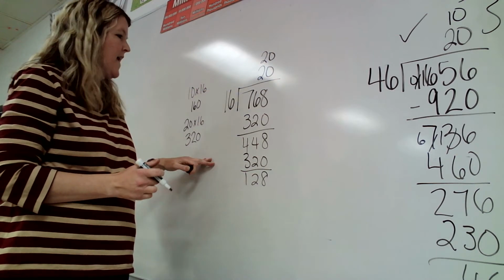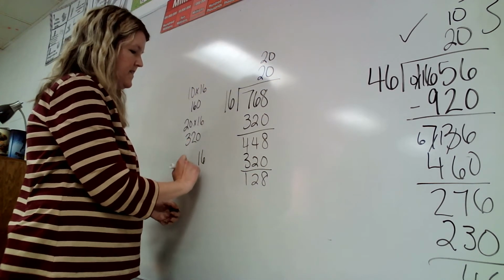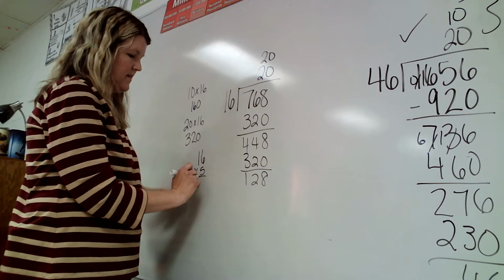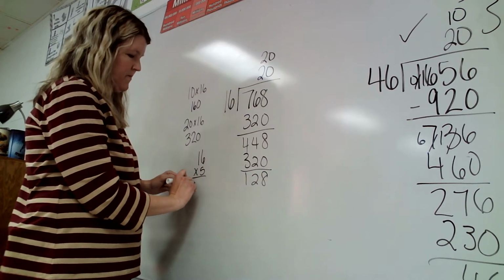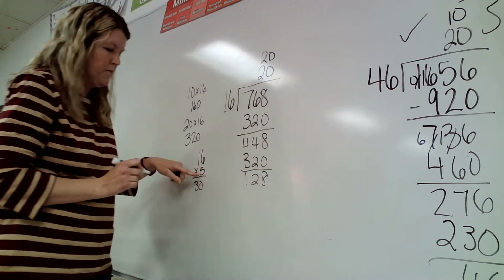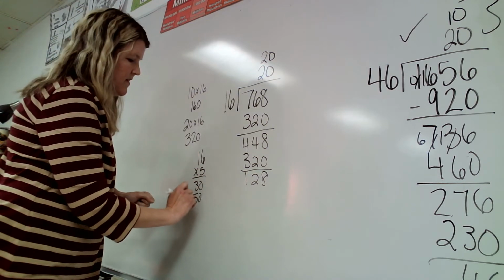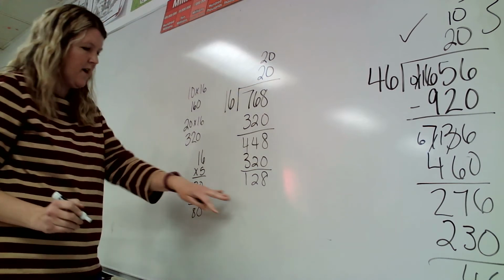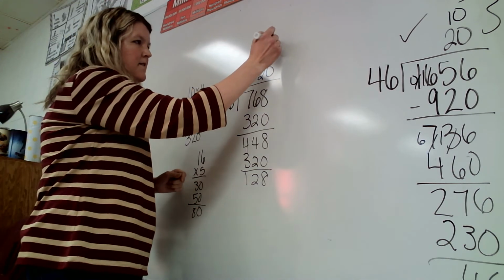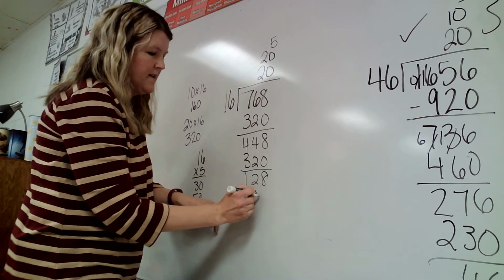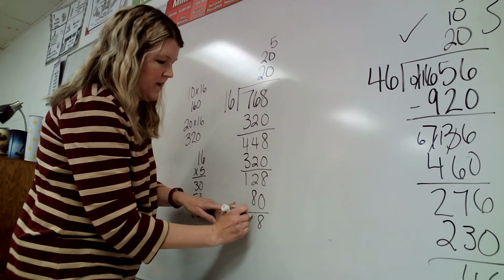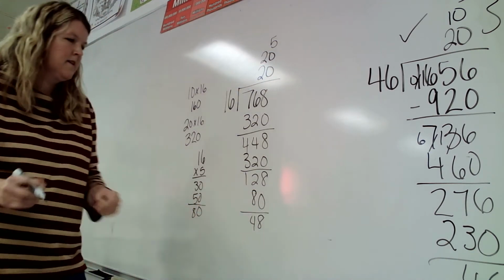So I could do half of 10 and see what that is. So 16 times 5, 6 times 5 is going to be 30. And then if I do 5 times 10, I get 50. So that gives me 80. So I have enough that I could do a group of 5. So I'm going to take away 80. And now I end up with 48.